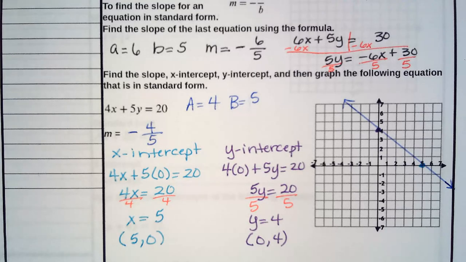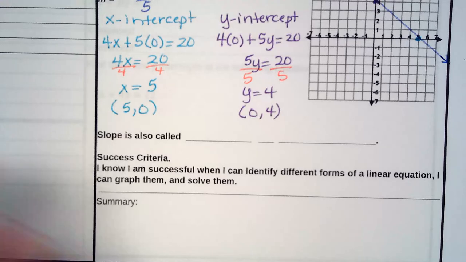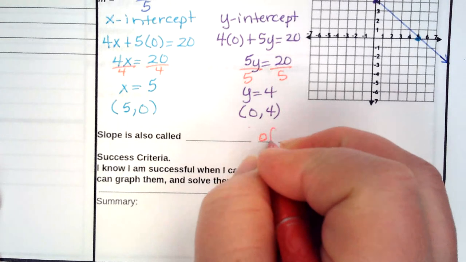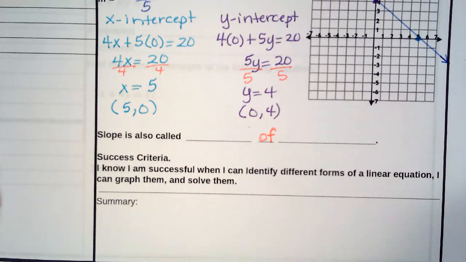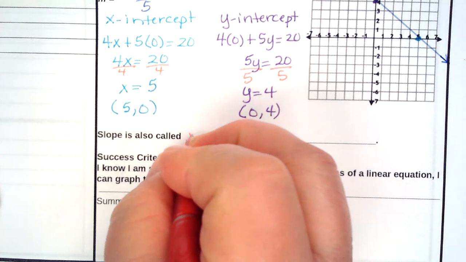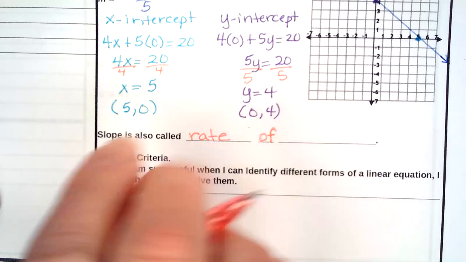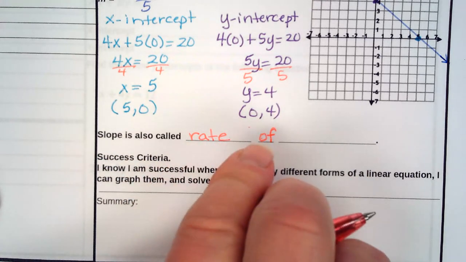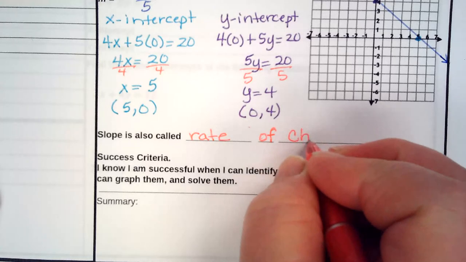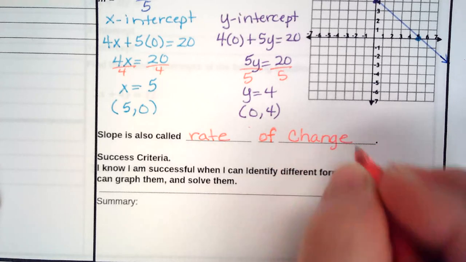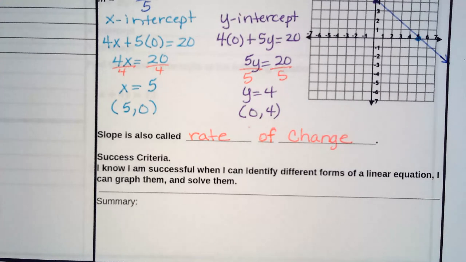The last thing we're going to talk about, this is something I haven't emphasized enough. Slope is also called what? If I put the middle word in, will it help you? If I put of, will that help you? How about if I put rate? Slope is also called rate of change. That might be something you could see on a test later.